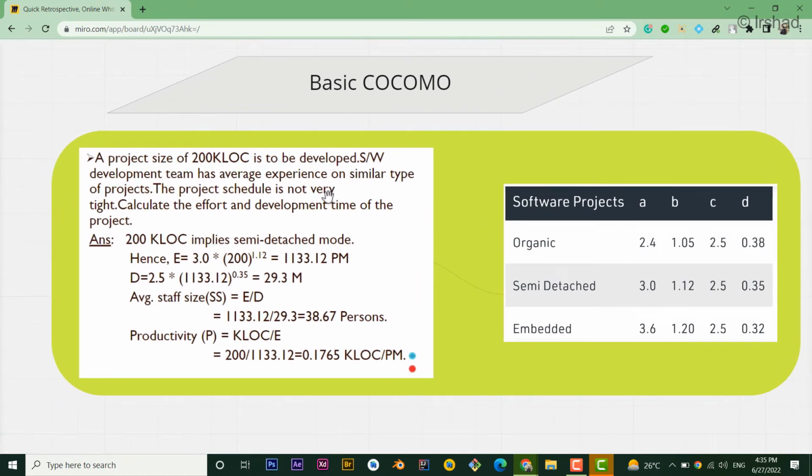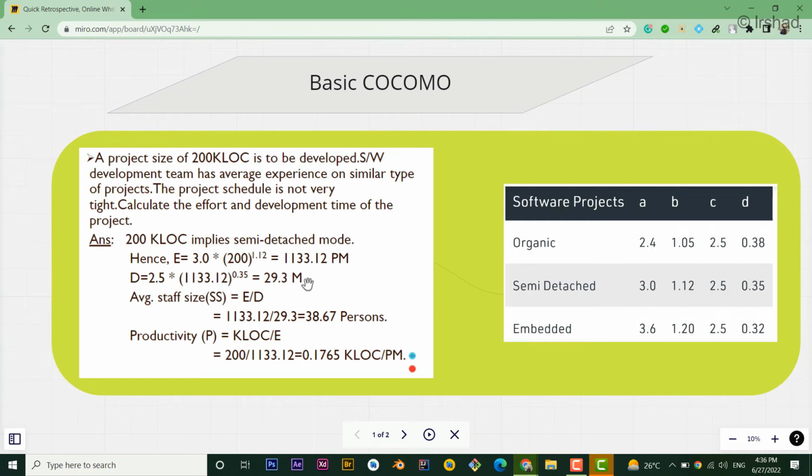So if we are working on semi-detached software, the effort will be equal to A multiplied by KLOC power B, where A and B for semi-detached are 3.0 and 1.12, which we have put here, and 200 KLOC is given to us. So the effort will be 1133.12 person month. It is not person per month, it is person month. Now the development time can be written as D equals C multiplied by effort, this much value, power D, where C and D for semi-detached are this and this.